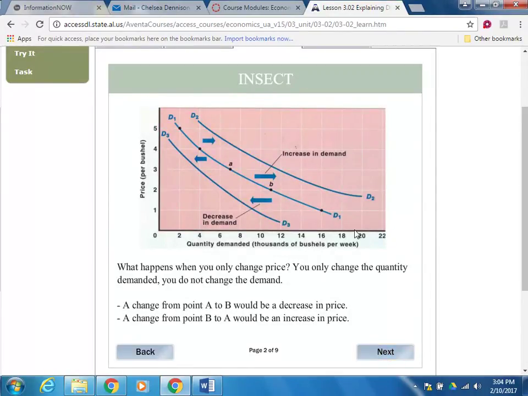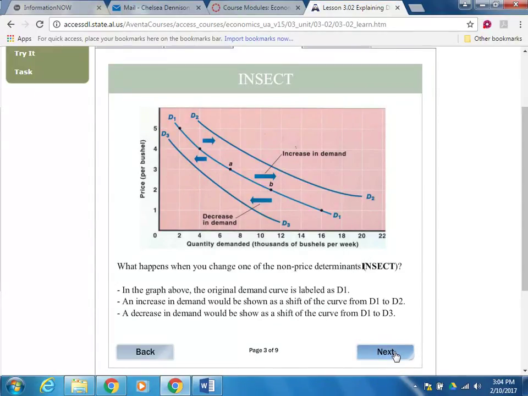And there's a PowerPoint for you that shows the decrease and increase in demand. Like it says here, a change from point A to B would be a decrease in price. A change from point B to A would be an increase in price. Okay, if there's an increase in demand, it's going to shift to the right. A decrease is going to shift to the left. And that shows you those increase and decrease right there and talks about it.